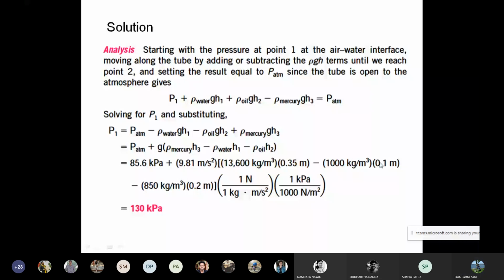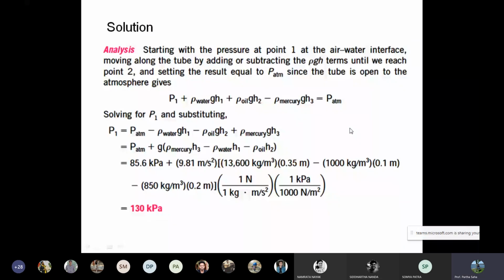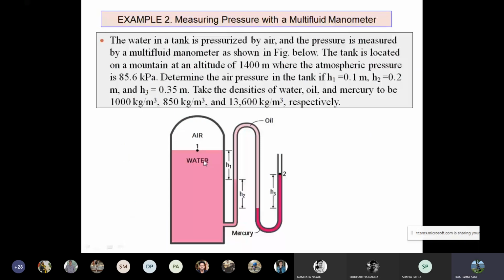By this amount, that will be minus, and that will be the atmospheric pressure. So P1 will be P atmospheric minus all these things. Atmospheric pressure is given, all the parameters are given. So you put together all the terms, and then you get the calculation, 130 kilopascal. So that is the pressure at P1, that is the water tank pressure, right? That's how you use the differential manometer concept.